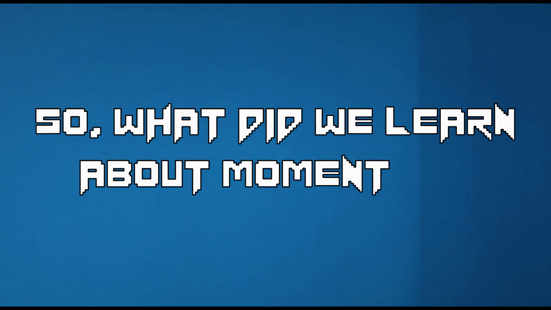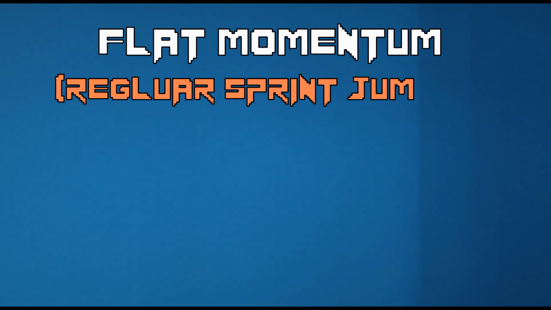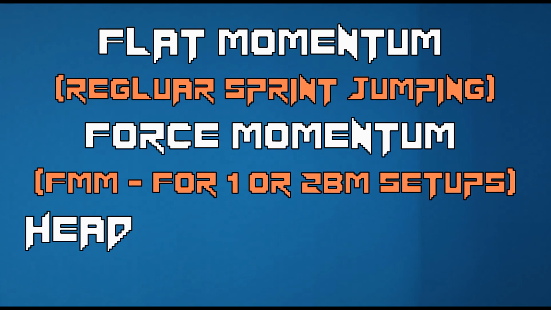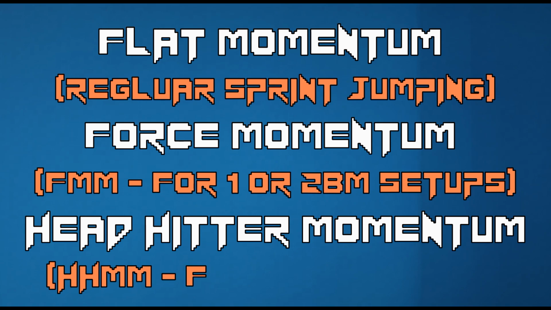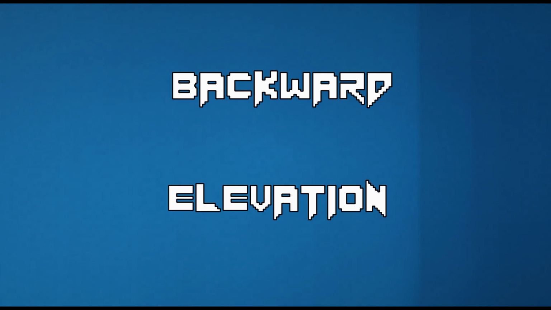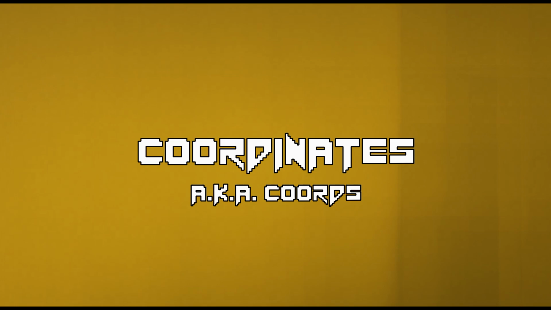So, what did we learn about momentum? We have flat momentum, which is for just sprint jumping on flat ground, force momentum, which allows you to jump further with a smaller setup, and head hitter momentum, which allows you to build momentum with a 2-block ceiling. There are also other momentum types such as backward and elevation momentum, but I'll leave those to a future video. And now on to coordinates.